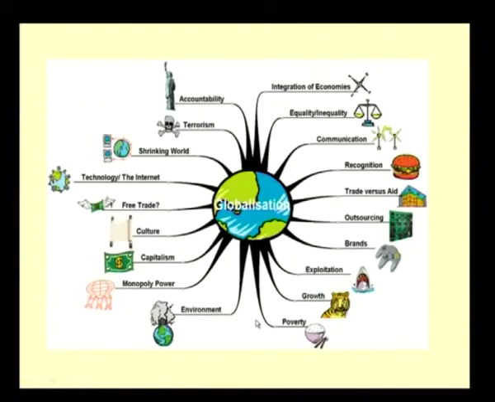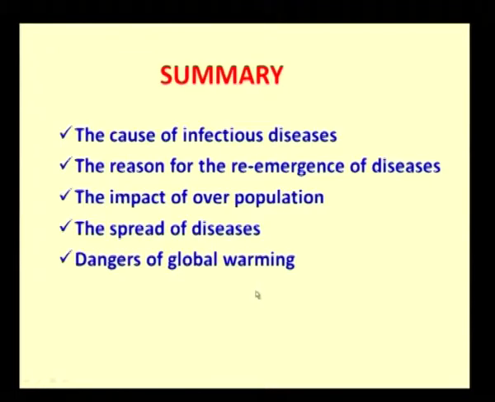Now, look at the picture. The advantages and the disadvantages of globalization are given, in which we have poverty level too, which has to be dealt with, and proper growth should be seen, and the health status of the people should be improved by our globalization. Now, coming to the summary, the causes of infectious diseases were dealt with, and the reason for the re-emergence of diseases.